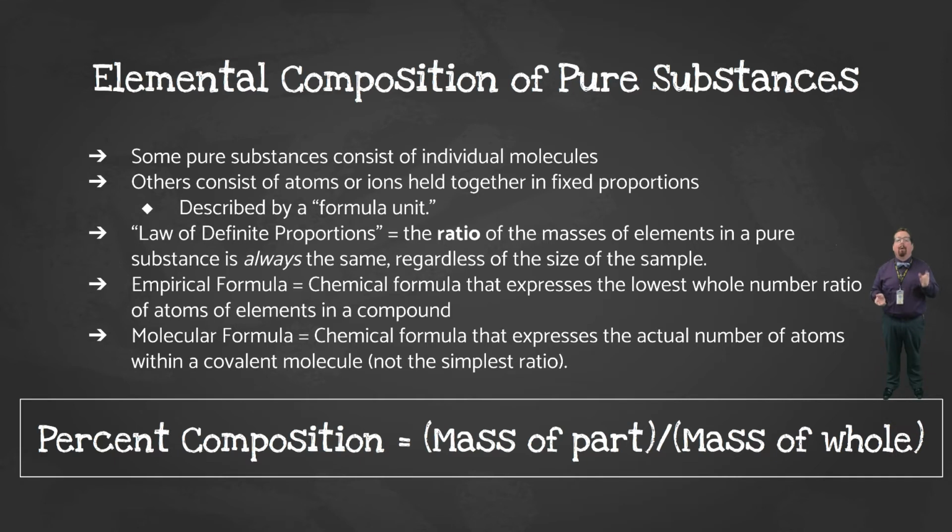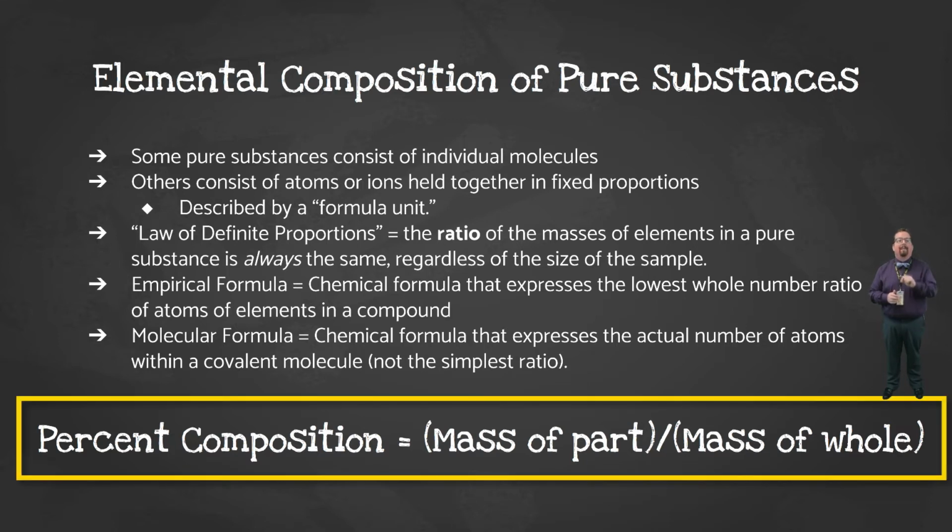Either way, both of these types of pure substances follow the law of definite proportions, which says that the ratio of masses of constituent elements in a pure substance is always the same, regardless of the sample size. This leads us to the empirical formula, which is nothing more than the simplest whole number ratio of atoms or elements in a compound. We'll talk more about this later on, but a molecular formula expresses the actual number of atoms in a covalently bonded molecule, not just the simplest ratio.